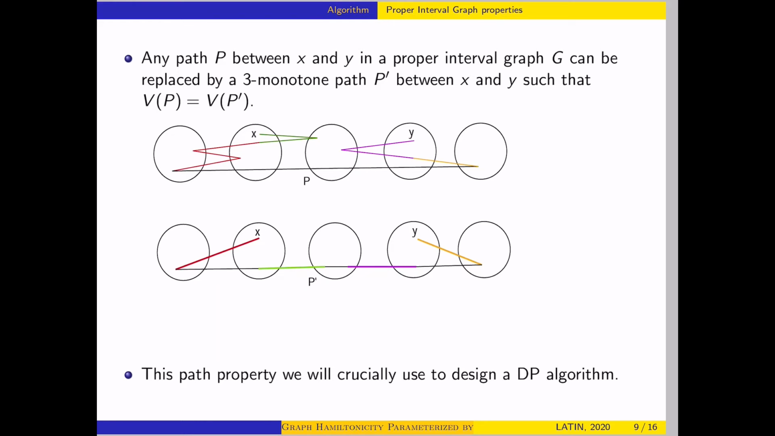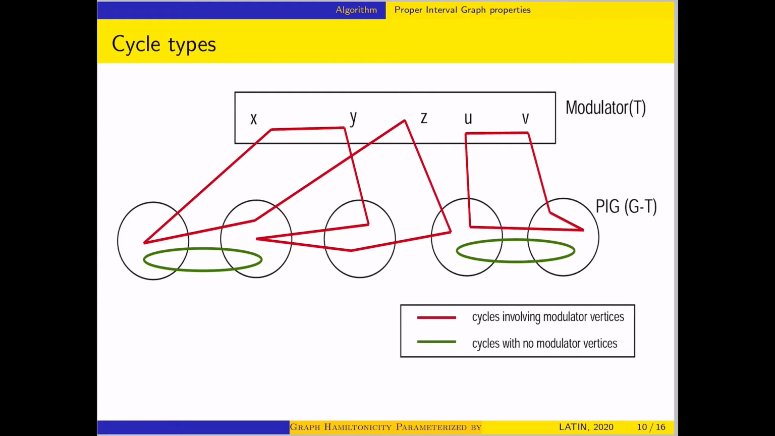So, now we will mention the cycle types. There are two types of cycles that we will try to find in our cycle cover. First type of cycles that are completely contained inside the proper interval graph G minus T, and the second type of cycles that contain some vertices from the modulator, which are the red cycles.